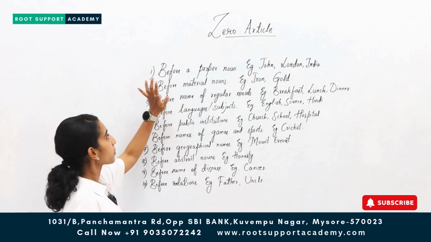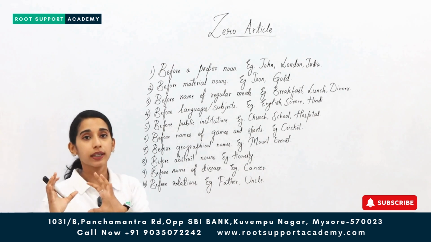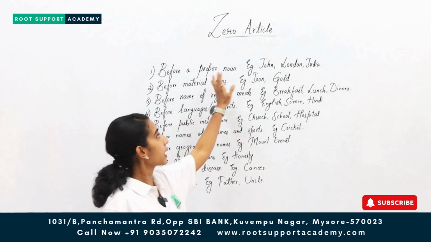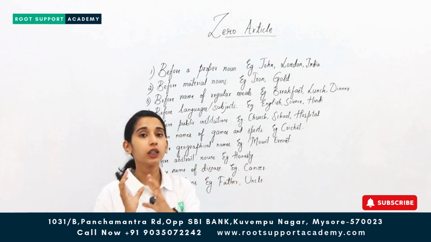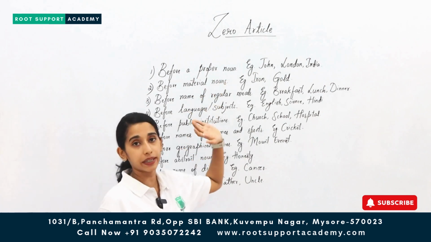Okay. First one, before a proper noun. Okay, proper noun, what is it? Some names. Names of people, places, countries, etcetera. Example, John. I have written the name of a boy. John is a good boy. The John is a good boy. A John is a good boy. No necessity of using an article there.